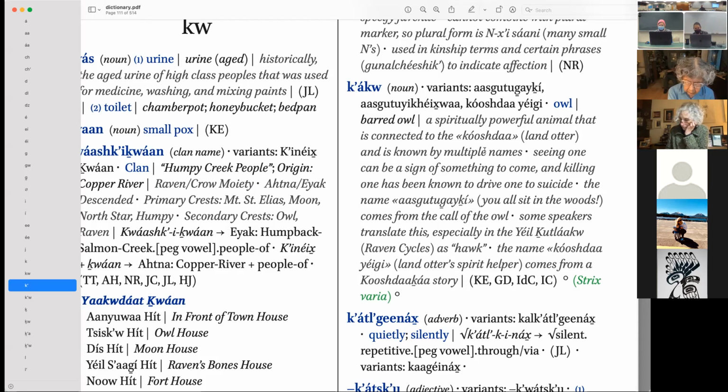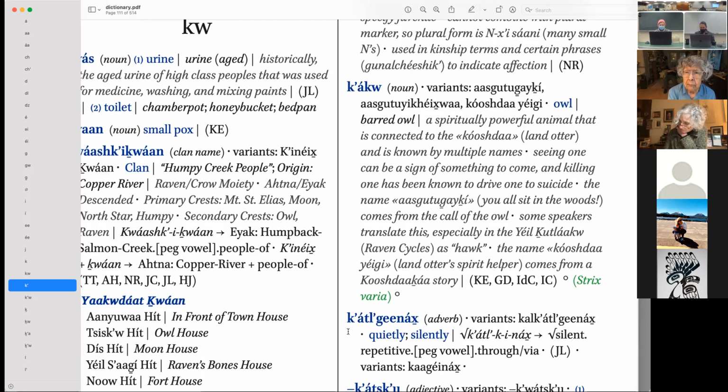It's also called Askatuyikhechwa, magic in the woods. And it's also called Kushtayegi, which is the land otter's spirit helper. It's based on stories told to me by some elders. You don't want to mess with this one at all. There's stories about people who have hurt these animals and then they kind of went crazy themselves. So very powerful, and that's what we have here.